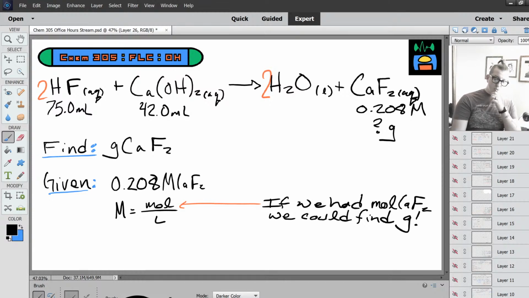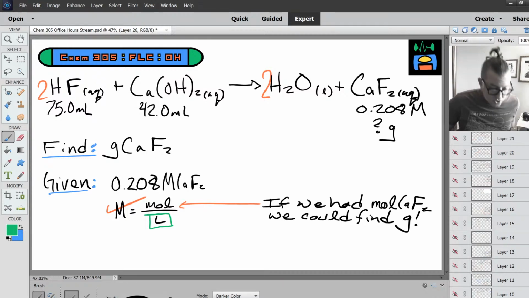So we need two things. We need the molarity of calcium fluoride, which we have, and then we need the volume in liters. If we had the volume in liters of calcium fluoride, we could use this equation to find our moles, and then we could use stoichiometry to convert moles to grams.